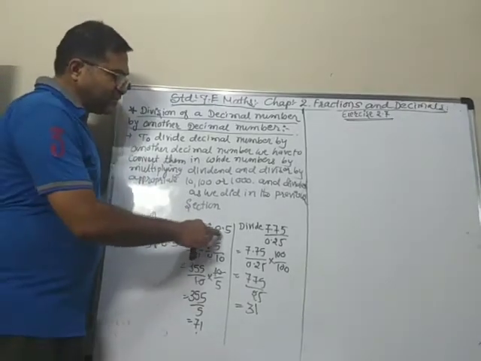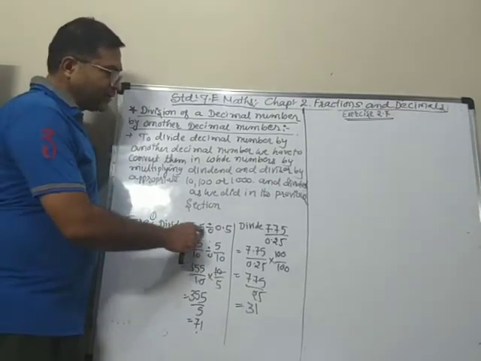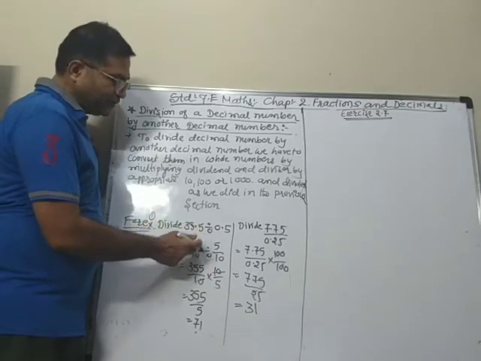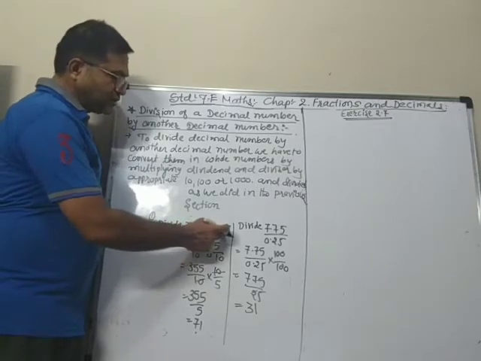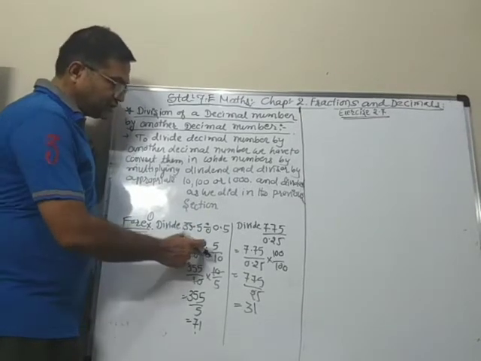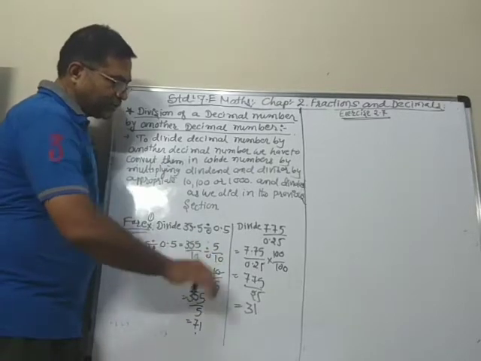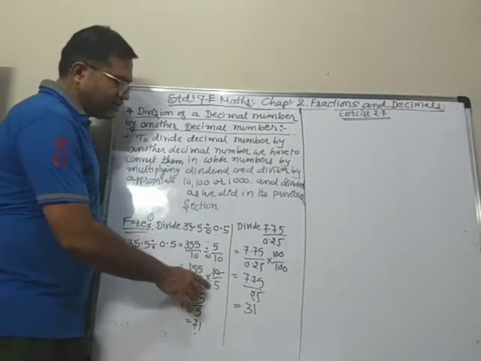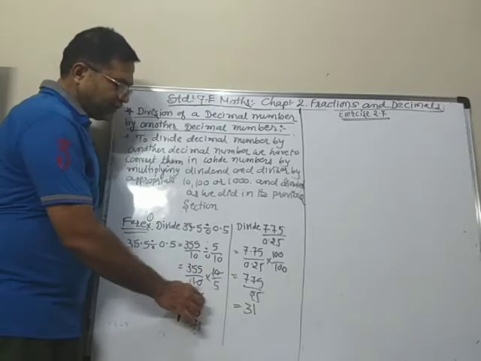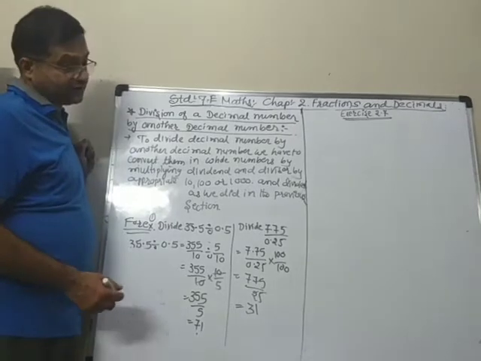If there are the same number of decimal places, then you can do it directly by this method also. Look here, 35.5 divided by 0.5. Here 35.5 is 355 by 10 and 0.5 is 5 upon 10. Division is the reciprocal of multiplication. So by division we change to multiplication and write down the reciprocal. 10 cancels, and 355 upon 5, and then when we do the normal division, the answer is 71.